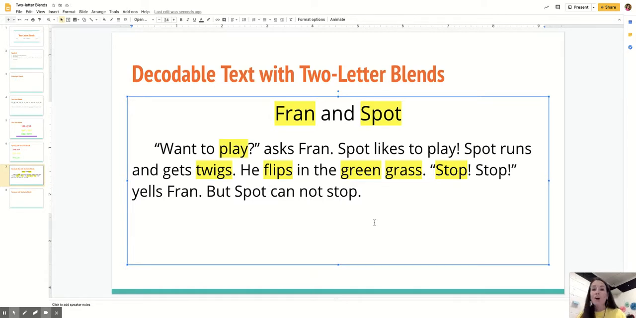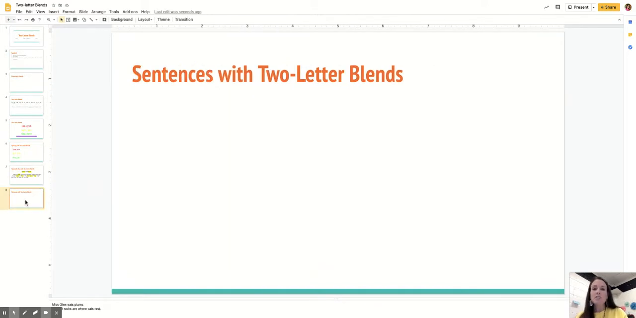So we've got all the words that we found with the different two-letter blends highlighted. Some of them are repeated, so I didn't highlight them every time we saw them. I just highlighted them one time. So lots of two-letter blends in this passage. Now let's get started talking about sentences with the two-letter blends. Miss Sweeney's going to do a sentence by herself, and I'm going to show you what that should look like. And then I'm going to let you actually try a sentence by yourself today.